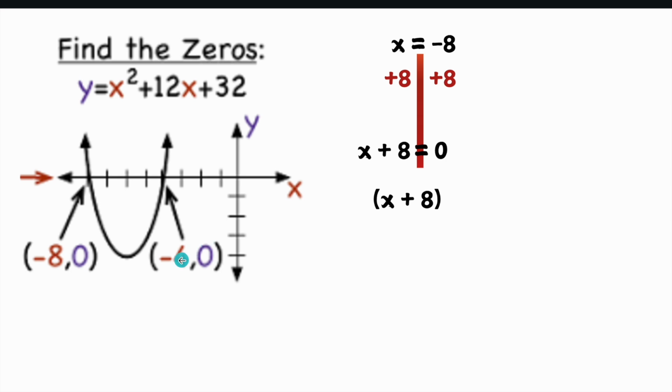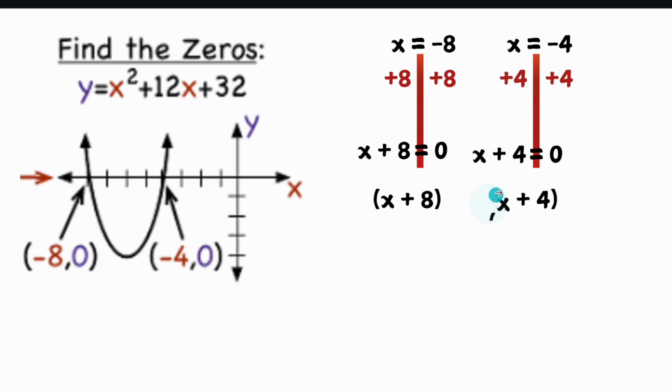Then I'm going to do exactly the same with my second one. x equals negative 4. That's my second x-intercept. So I'm going to make this equal to 0. In this case, how do I make negative 4 equal to 0? By adding 4 on both sides. Negative 4 plus 4 is 0. So what do I have on this side? x plus 4. And that is my second factor.